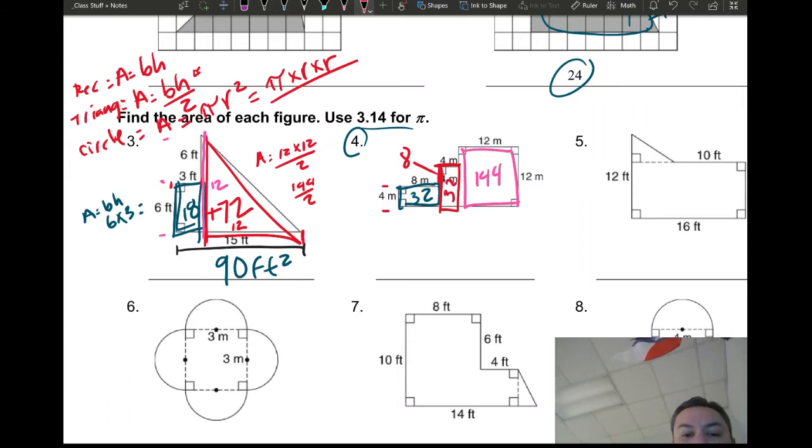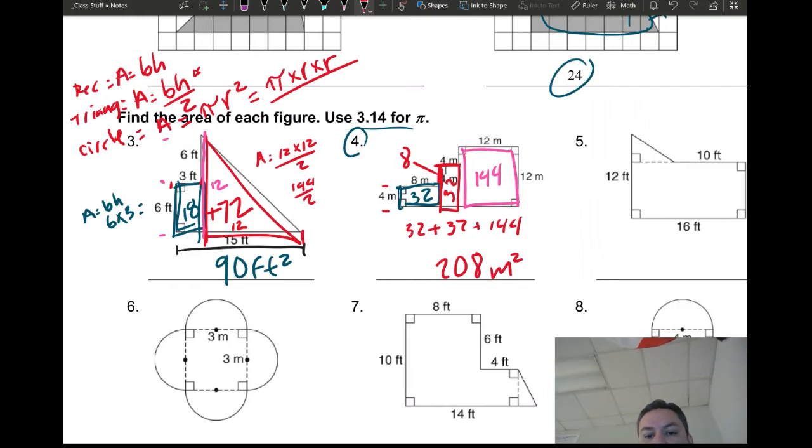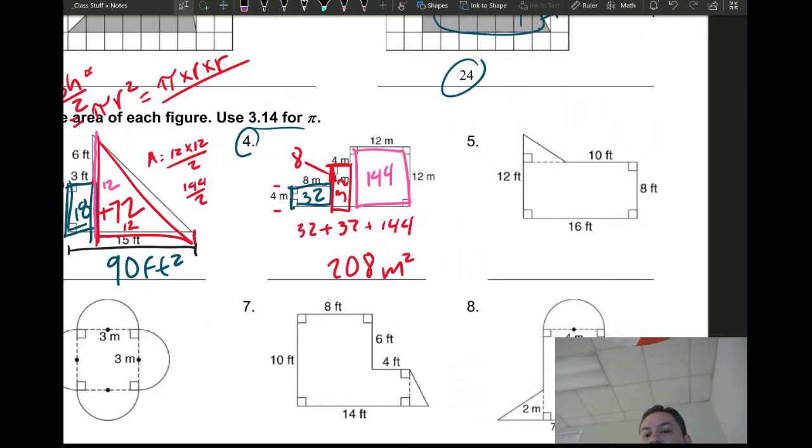When you add 32 plus 32 plus 144, you get 208 meters squared. That easy. Next one, we're going to have a triangle and a rectangle.